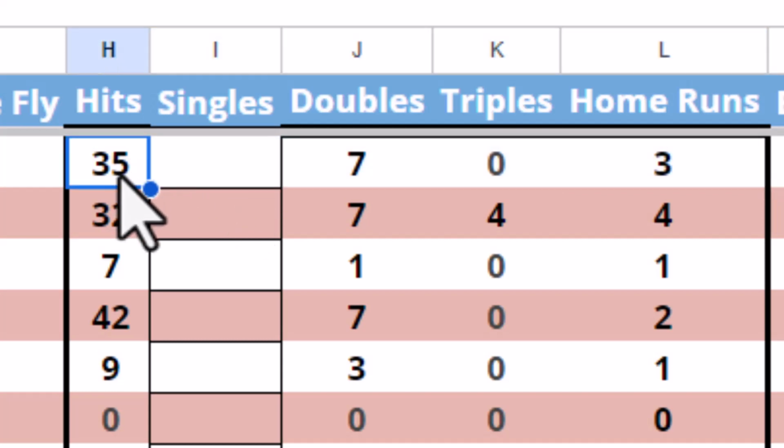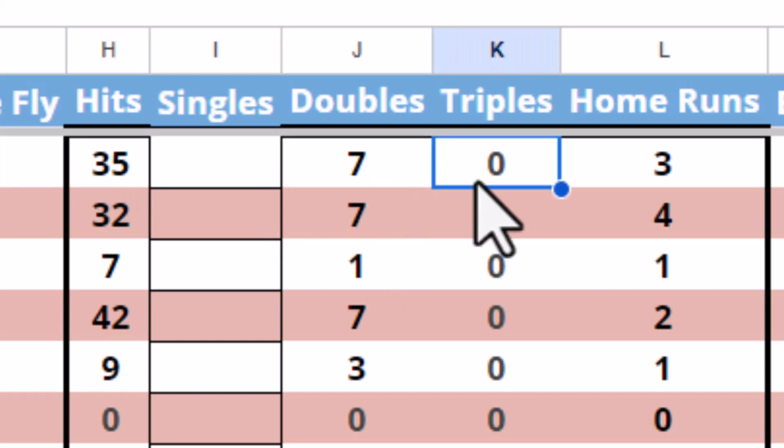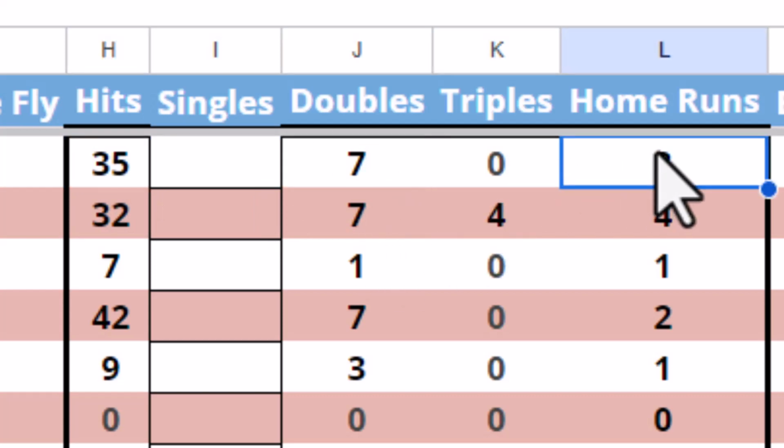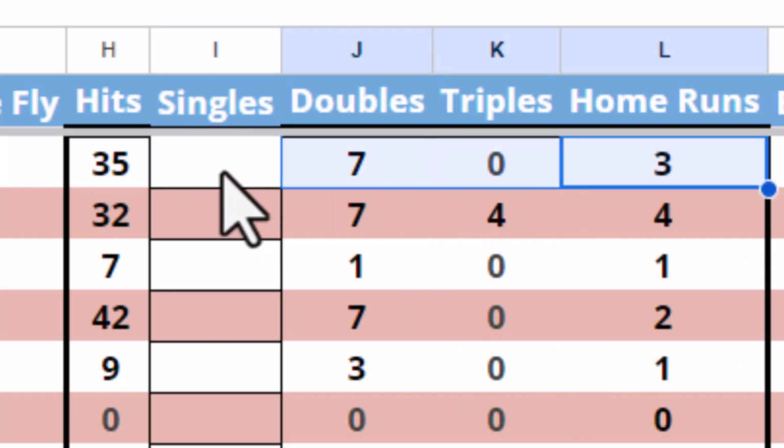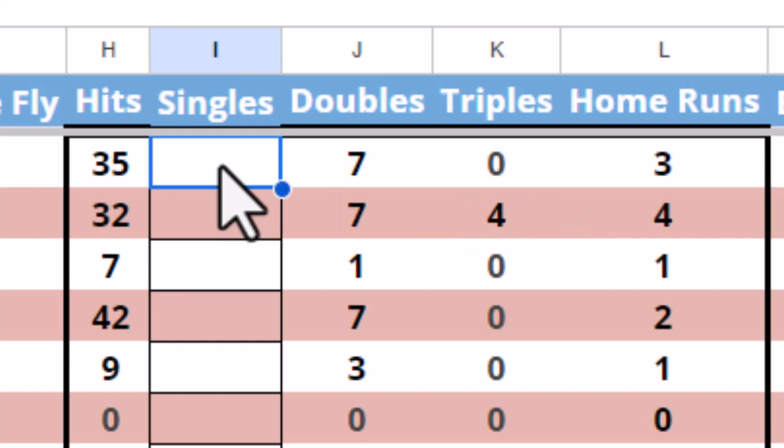So what I've told you here is Alec, for example, Alec Bohm had 35 total hits. 7 of them were doubles, 0 were triples, and 3 were home runs. So how many singles did he have? Well, you could probably figure it out. Since he has 10 other hits, that means this has to be 25. But you don't want to do that math in your head. You want Sheets to do that math for you.